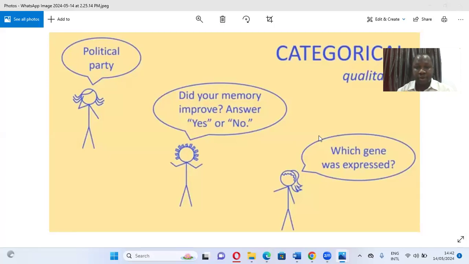Now, I want us to look at this categorical qualitative data. You can see political party. Did your memory improve? Answer yes or no. All these are categorical data. Which gene was expressed? So when you have a data set in the questionnaire that is open-ended, but the answer is qualitative in the sense that it is in sentences, that is categorical qualitative data. You can also classify that as nominal data, but I think categorical can stick more with us.